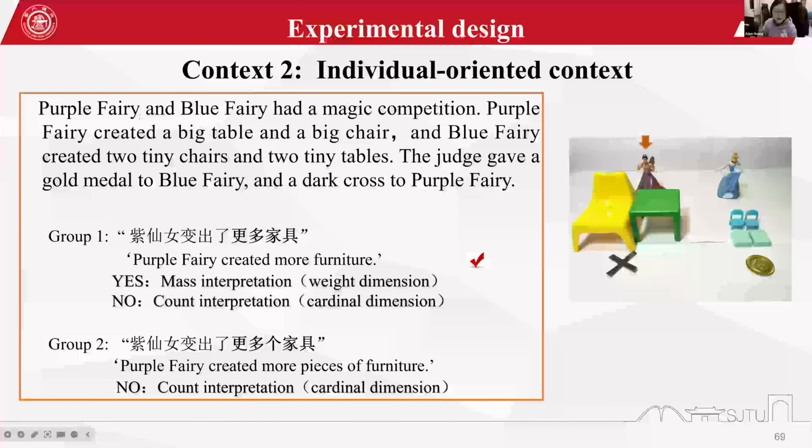And again, we have an individual-oriented context. It's a similar magic competition, where the purple fairy with magic made a big table and a big chair, and the blue fairy created two tiny chairs and two tiny tables. And the judge gave the gold medal to the blue fairy and the dark cross to the purple fairy. So against this individual-oriented context, we present two sentences, one with the bare noun, 纸仙女变出了更多家具. The other one with the classifier, 纸仙女变出更多个家具.